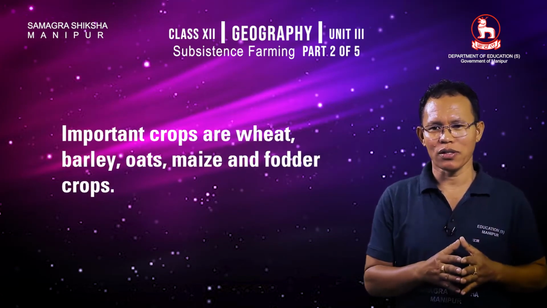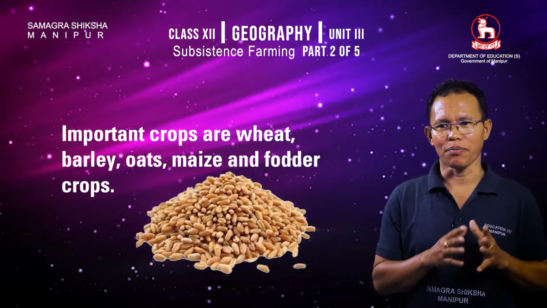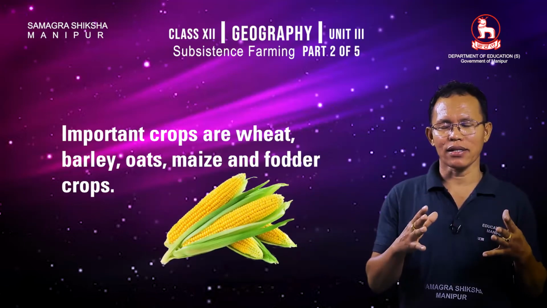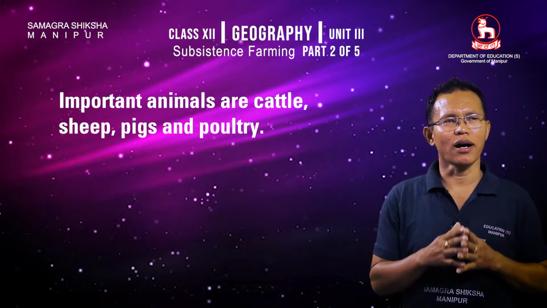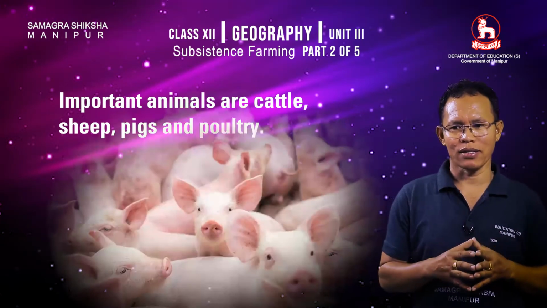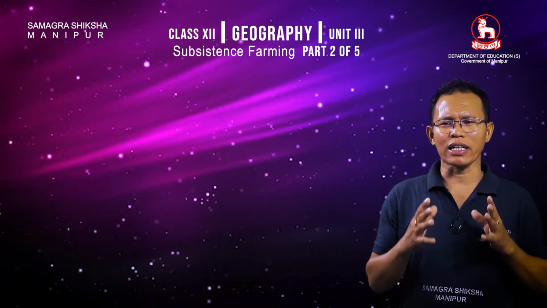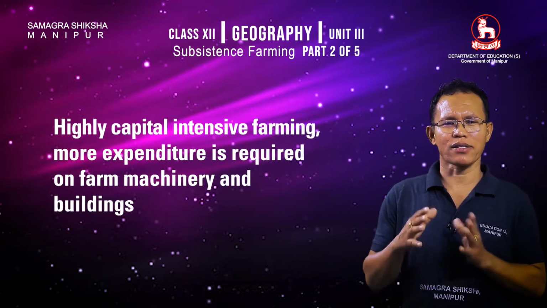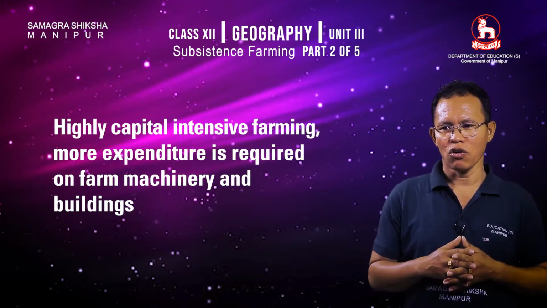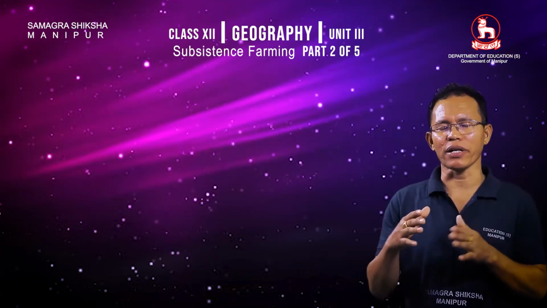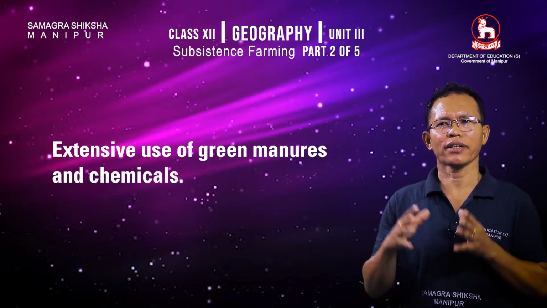The important crops of the farmer in mixed farming are wheat, barley, oat, maize and other fodder crops. The important animals they rear in mixed farming are cattle, sheep, pigs and poultry. Mixed farming is also highly capital intensive farming in the sense that heavy capital investment or expenditure is required on farm machineries and building. In the mixed farming, the farmers use green manure and chemicals.